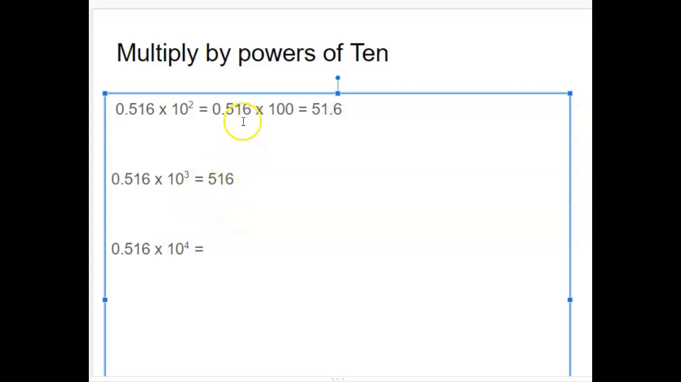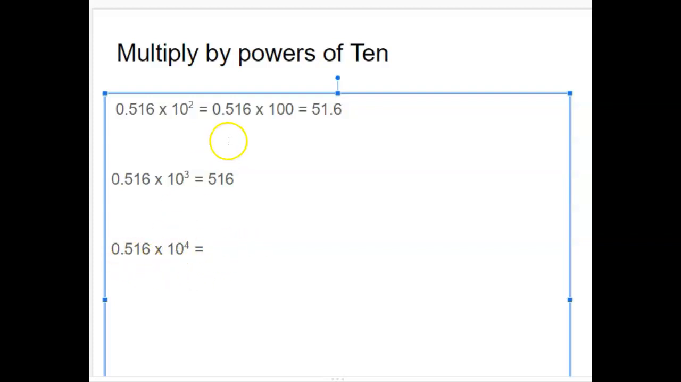So if you notice, every time I increase my exponent, I'm also going 10 times as big. So what would be 0.516 times the fourth power of 10? Well, look at the pattern, 51.6, 516. So what could be the next number? So you want to look at all those things just to make sure that you're doing it correctly.